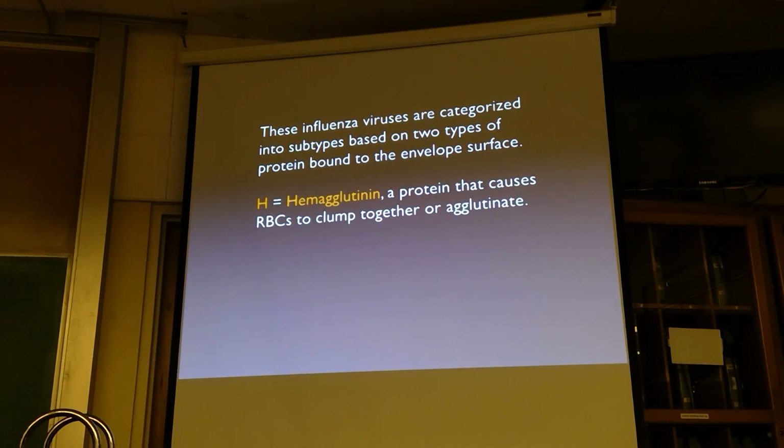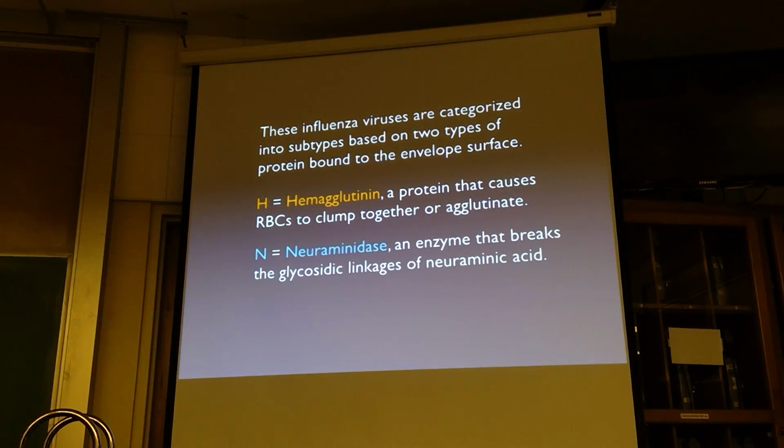One of the proteins is called hemagglutinin. We're going to talk about hemagglutination later in the laboratory. Hemagglutination is what causes blood cells to clump. So hemagglutinin is a protein that will clump red blood cells. The other protein is called neuraminidase. And neuraminidase is an enzyme that breaks the glycosidic linkages of neuraminic acid. You don't really need to know that.